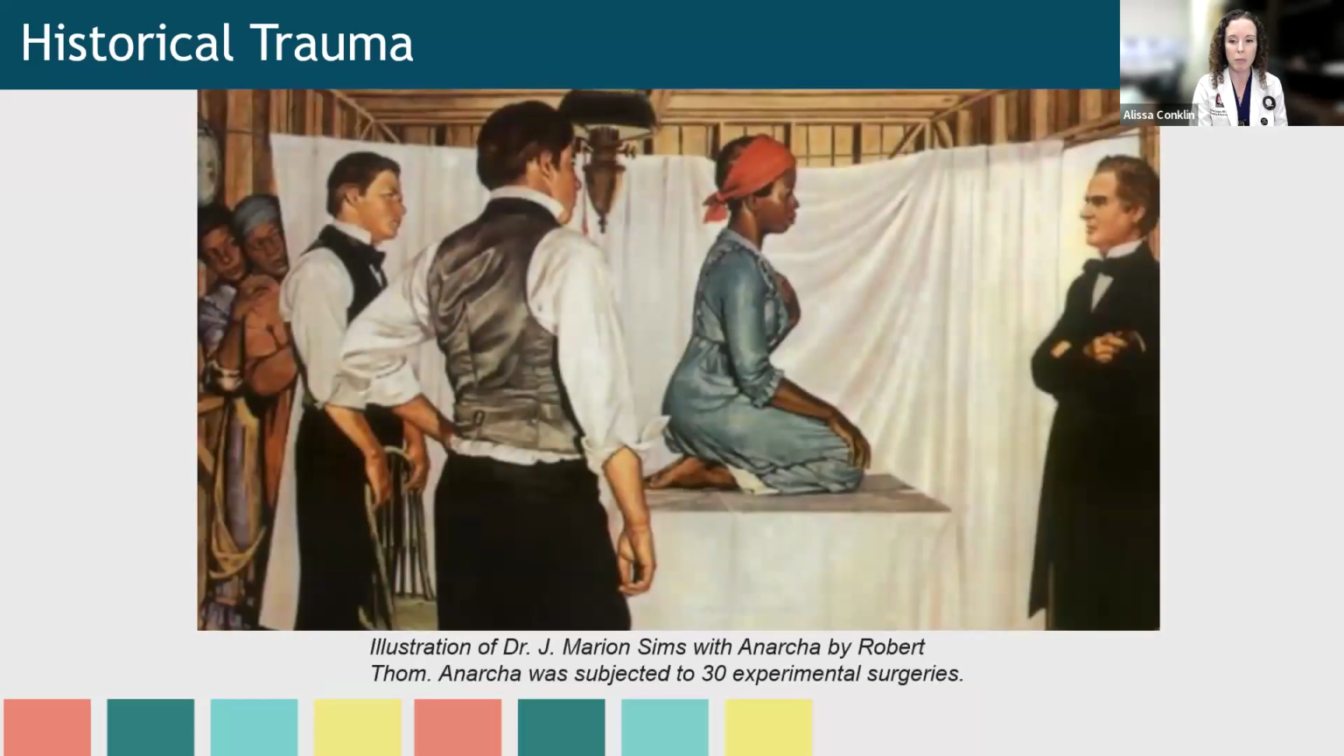You may have seen this painting before. This shows Dr. Sims and Anarcha, who was an enslaved woman at just 17 years old when she had her first baby, and Dr. Sims performed 30 non-consensual surgeries on her. He did not use anesthesia, even though it had recently become available at the time. Back then, it was believed that Black women did not feel pain as much as white women, and in fact, that myth still persists today.